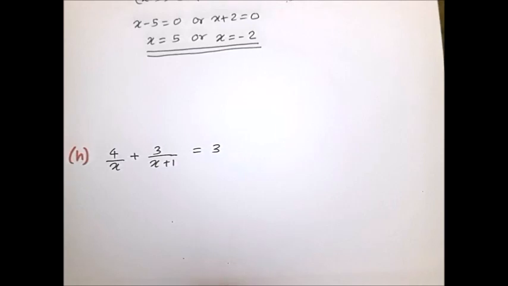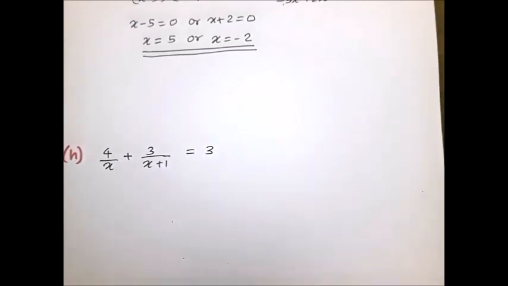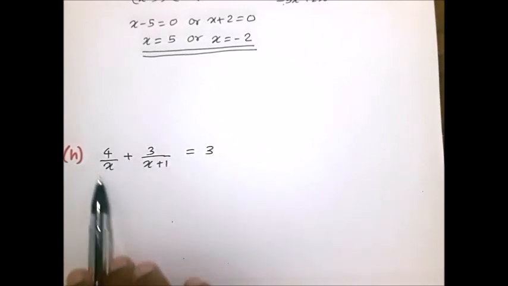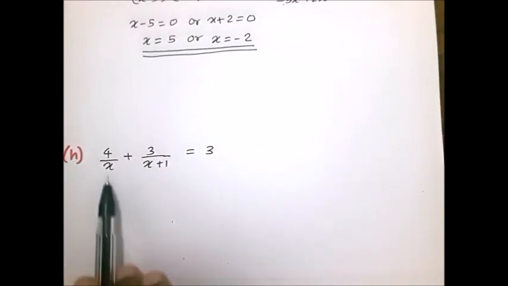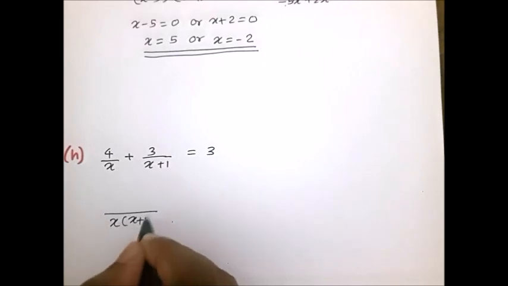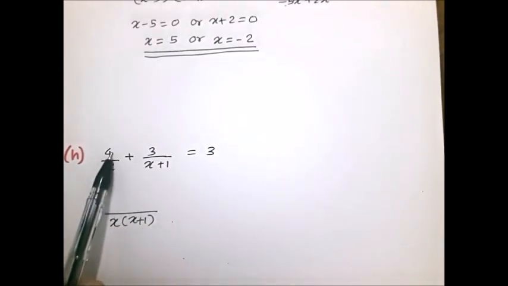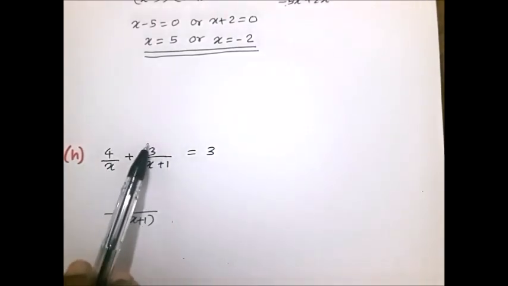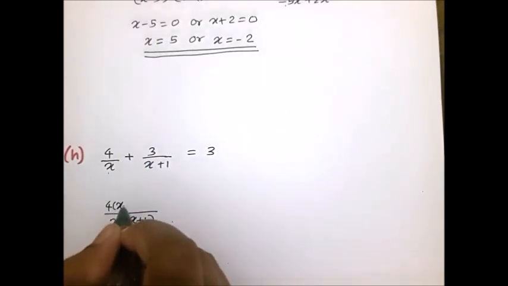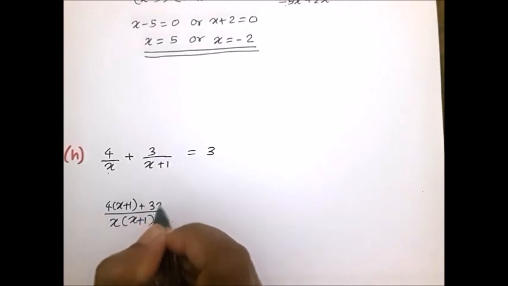Now look at H. Here addition of two algebraic fractions. First you have to convert this into a single fraction. So you have to add these two first. Take the common denominator as x multiplied by x plus 1. You have to multiply 4 by x plus 1 and multiply 3 by x. 4 multiply x plus 1 and 3 multiply x.